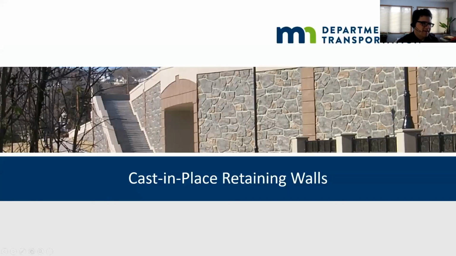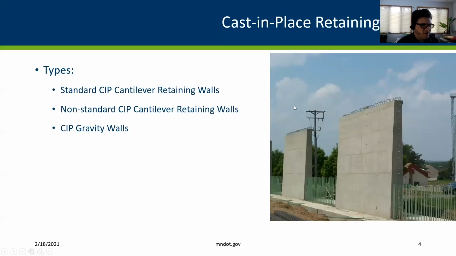So starting with the cast in place retaining walls, these walls can be standard walls. We have standards with the state that we've developed for wall heights up to 30 feet in height, depending on the slope behind the wall. But you may also see a non-standard wall in a project. For these walls, there was something about the project that made the wall need to be different from what we would have in our standard wall plans.